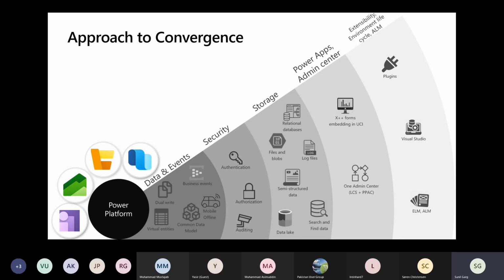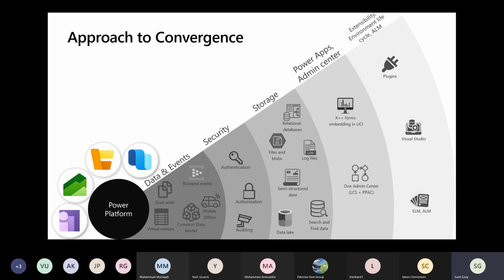Last but not the least, we talk about extensibility, environment lifecycle, and application lifecycle management. So we'll talk about what extensibility means in the converged world. How is extensibility going to change or adapt to the ever-changing world of technology, and how can the new architecture help in extensibility? We'll take a look at that in the next few slides.